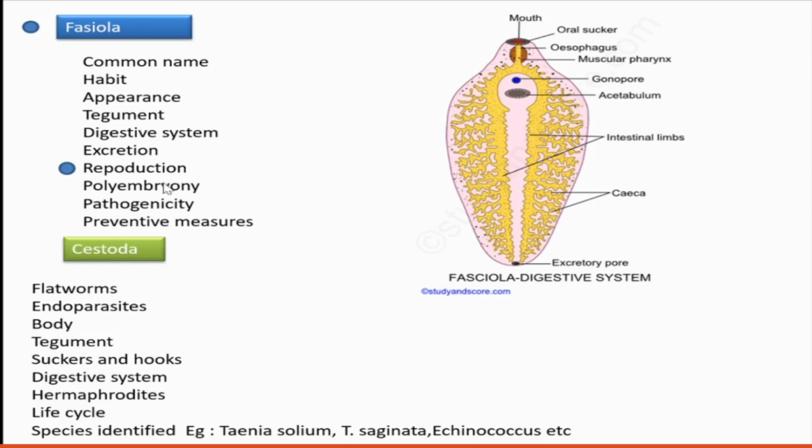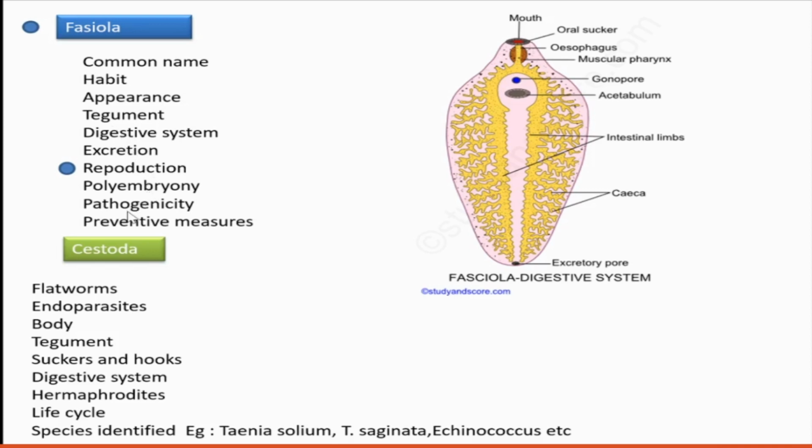Then polyembryony. Polyembryony we see in its life cycle in two stages, in the redia form and the sporocyst form. Polyembryony means it has many embryos inside. Then adaptation. What is the adaptive value of that polyembryonic feature? For maintaining a sufficient number of parasites. It can sustain its population without getting depleted. Okay.